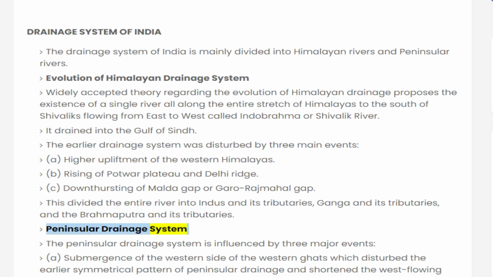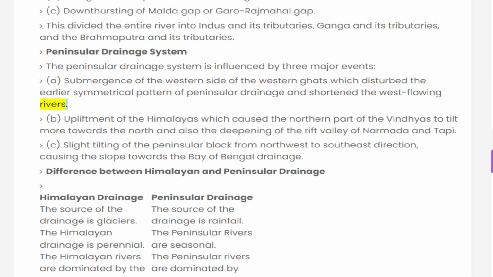Peninsular drainage system. The peninsular drainage system is influenced by three major events. A. Submergence of the western side of the Western Ghats, which disturbed the earlier symmetrical pattern of peninsular drainage and shortened the west-flowing rivers. B. Upliftment of the Himalayas, which caused the northern part of the Vindhyas to tilt more towards the north and also the deepening of the rift valley of Narmada and Tapi. C. Slight tilting of the peninsular block from northwest to southeast direction, causing the slope towards the Bay of Bengal drainage.